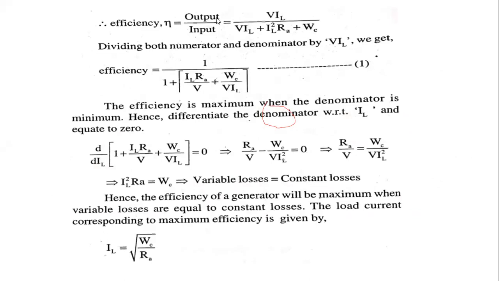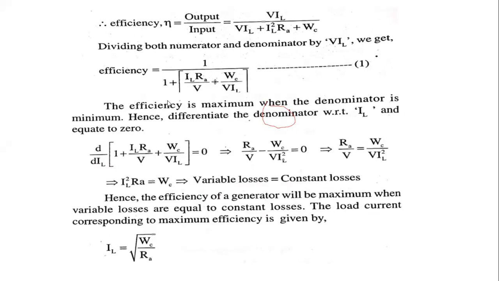Then efficiency is output by input. What is the output? The electrical power V into IL. Input is output plus losses, these two being the armature copper losses and constant losses. Next, dividing both numerator and denominator by V into IL, we get 1 by 1 plus ILRA by V plus WC by VIL.